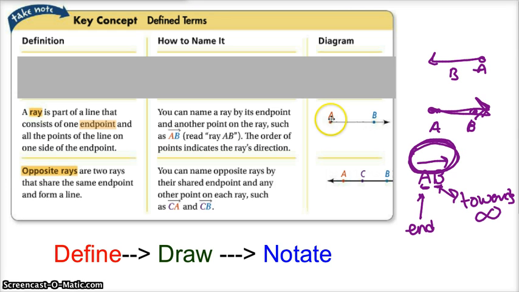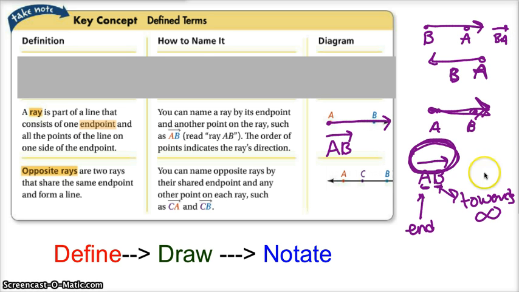So looking at this ray here, A is the endpoint and it is going towards infinity, towards B. A is the endpoint, the first letter, B is the second, out towards infinity. If you really wanted B to be the endpoint, B would come first, A would be out towards infinity. This one would be called BA with that ray symbol over top. Rays are the hardest to name because with lines and segments, you can reverse them. Rays are not reversible. That first letter is the endpoint, and that second letter tells you where the arrow is going.